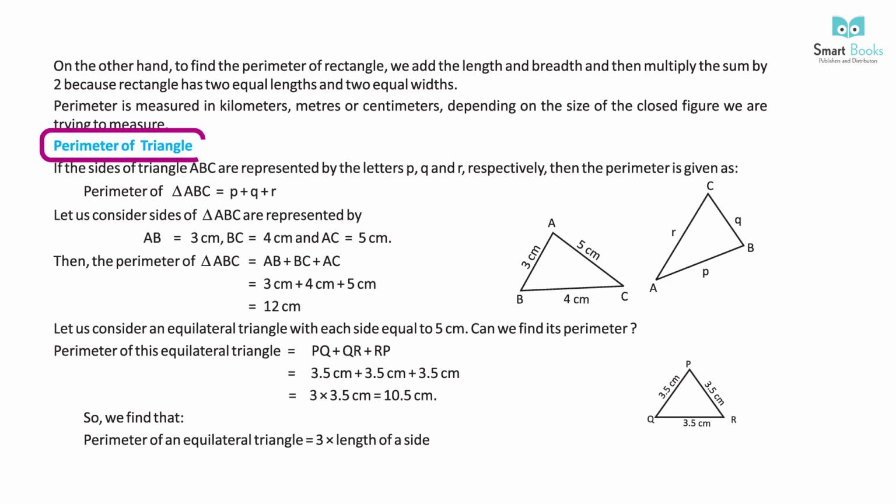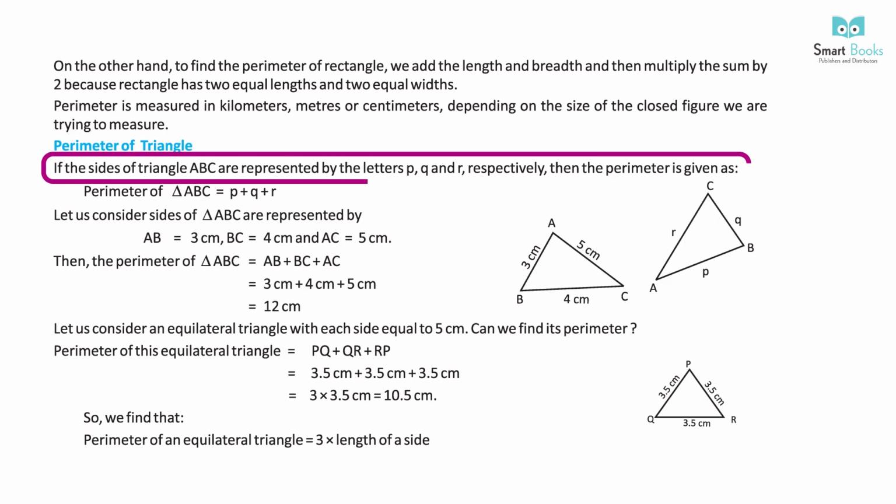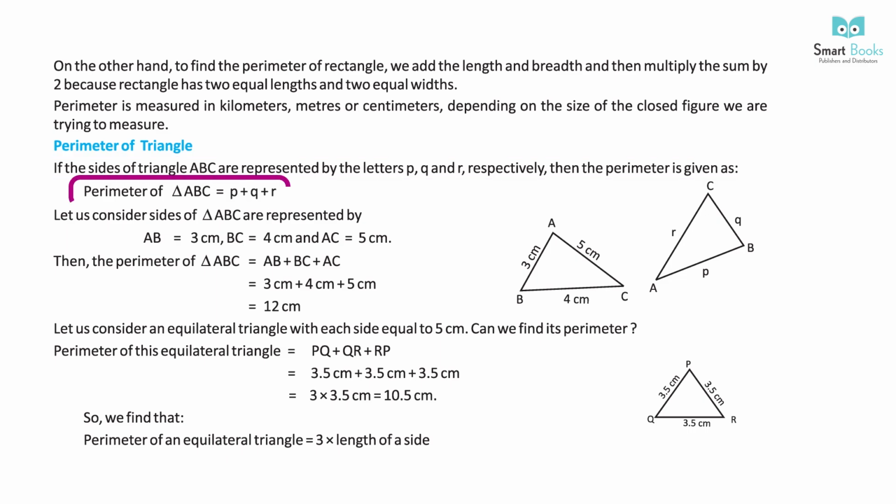Perimeter of a triangle. If the sides of triangle ABC are represented by the letters P, Q, and R respectively, then the perimeter of triangle ABC is equal to P plus Q plus R. Let us consider sides of triangle ABC: AB is equal to 3 cm, BC is equal to 4 cm, and AC is equal to 5 cm. Then the perimeter of triangle ABC is equal to AB plus BC plus AC is equal to 3 cm plus 4 cm plus 5 cm is equal to 12 cm.